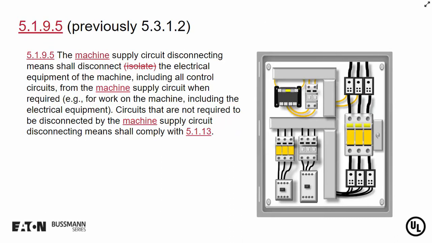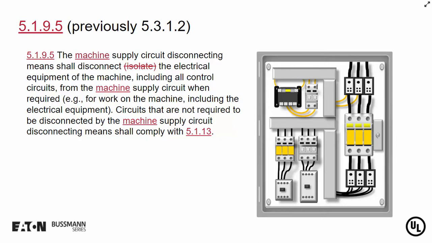And then in this slide, we talk about the machine supply circuit disconnecting means shall disconnect the electrical equipment of the machine, including all control circuits from the machine supply circuit when required, for example, for work on the machines, including the electrical equipment. And then circuits that are not required to be disconnected by the machine supply circuit disconnecting means shall comply with 5.1.13. We'll talk about that later in this webinar.